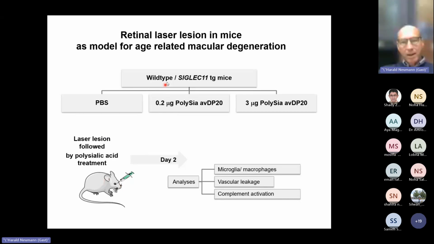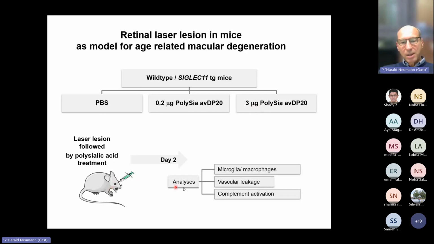We had a wild-type mouse. We had a humanized CYCLAC11 transgenic mice. We injected a control. We injected 2 different concentrations, 0.2 microgram, which is quite a lot. It's only 200 nanogram of this substance. And we injected a higher concentration, which was 3 microgram polysialic acid.